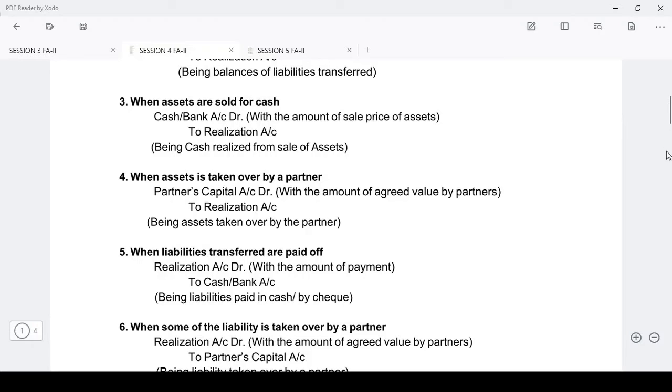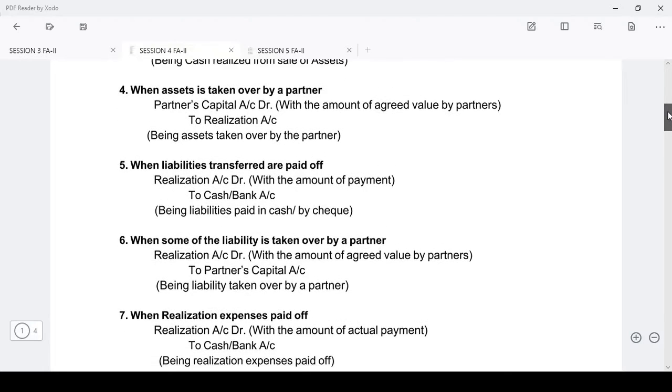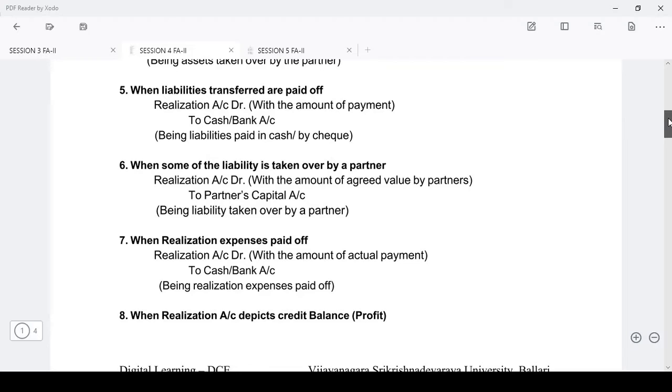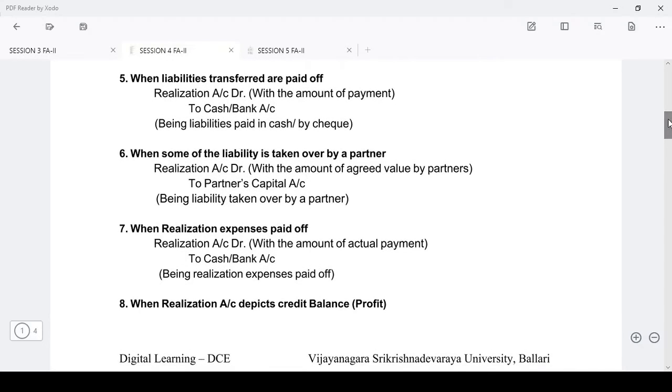And the next one is if the liabilities are paid off. Entry number 5 is when liabilities transferred to realization account are paid off. Then the journal entry would be realization account debited to cash or bank account. So this entry is for the payment of liabilities.